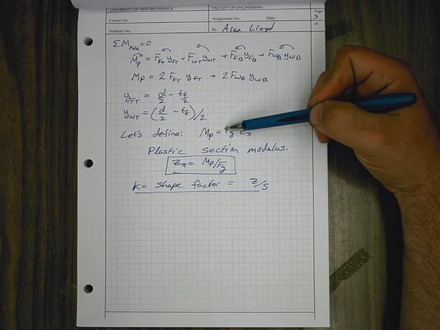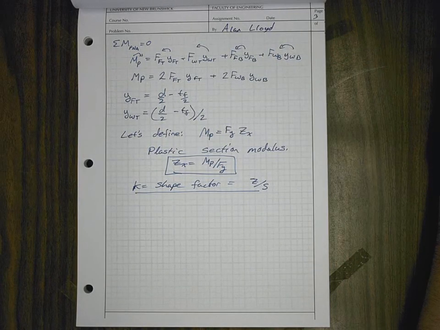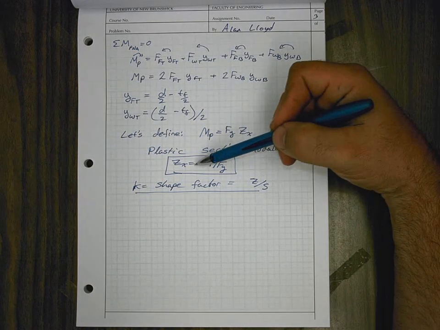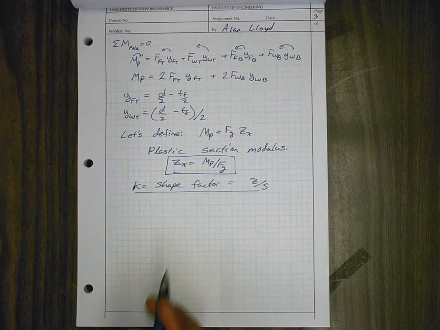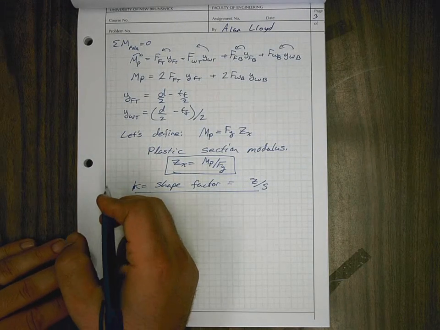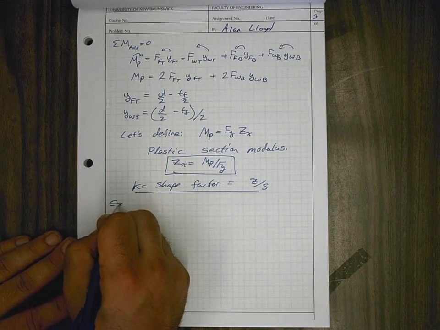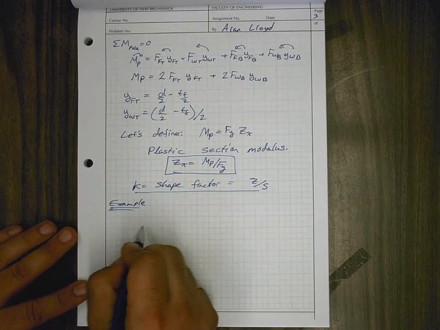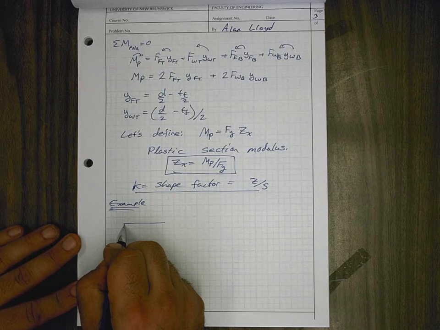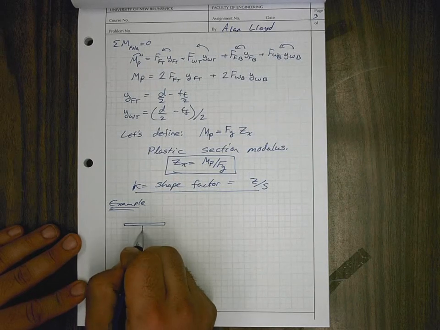we can back calculate our section modulus and our plastic section modulus and compare it with our elastic modulus. So to do that, let's look at an example. Let's put some numbers behind this. And here we'll draw an I-beam out, a W section.